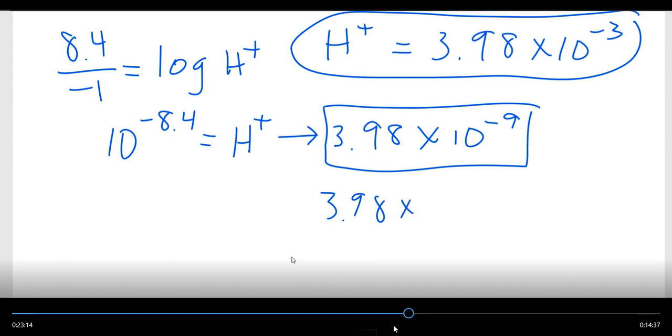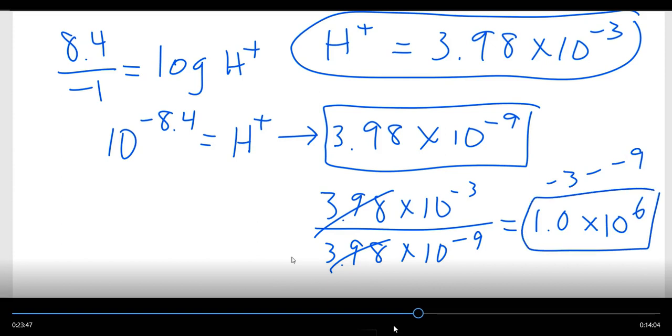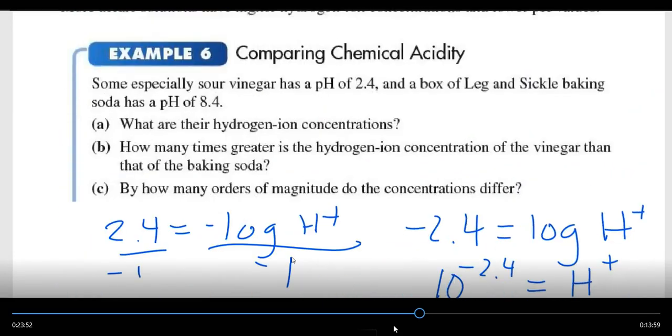3.98 times 10 to the negative third over 3.98 times 10 to the negative 9th. Obviously that's going to cancel out, become a 1. And I did see in Math Excel that when they did this question, they wanted 1.0 times 10 to the power of 6. And when you take -3 and subtract -9, you do get 6. So that's the answer to the question, including what they'll expect in Math Excel.